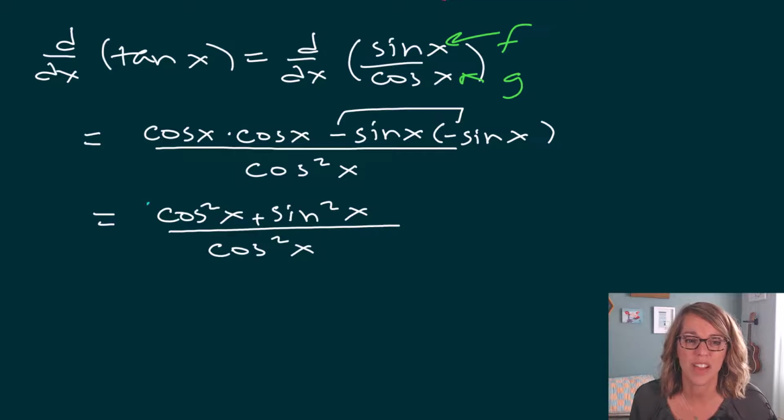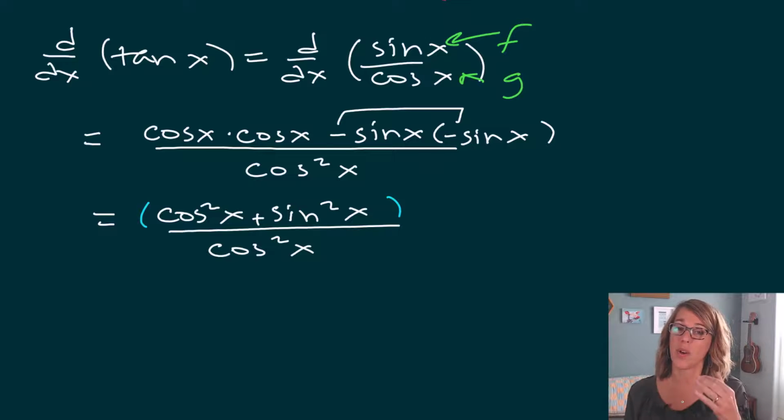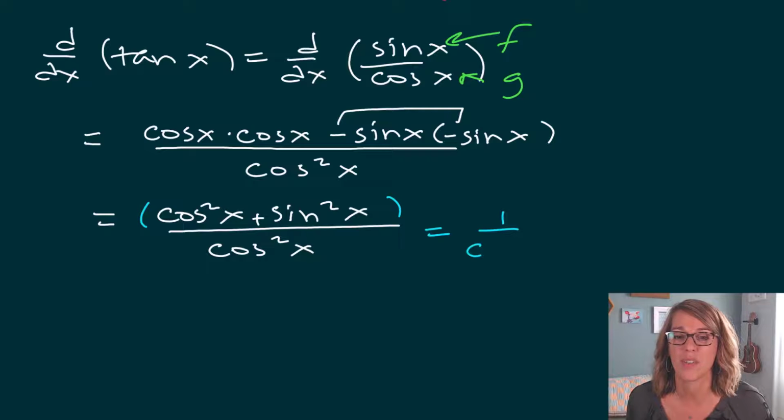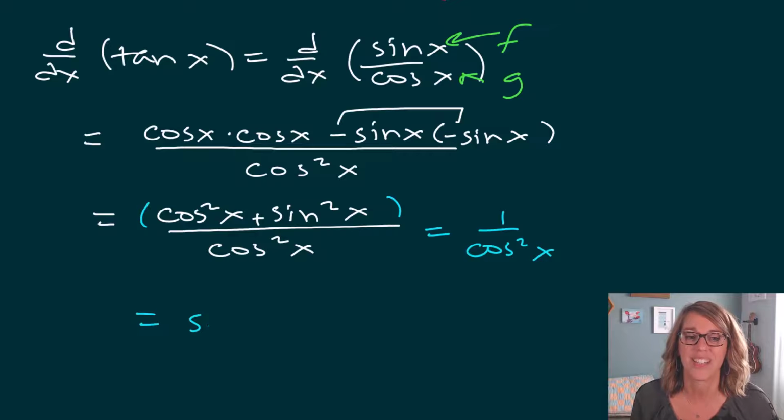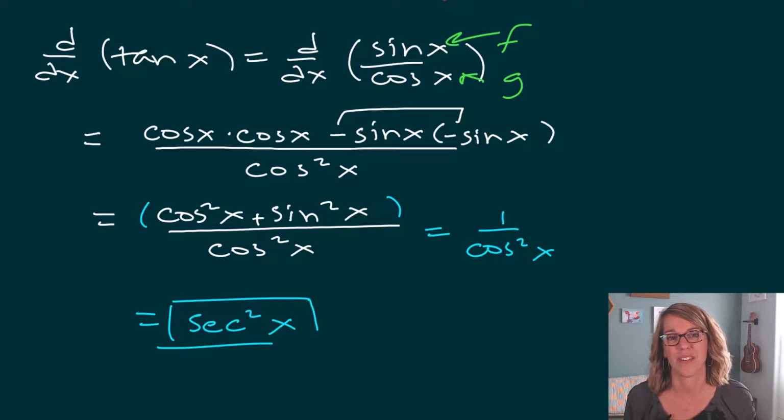Now this numerator, cosine squared plus sine squared, hopefully you remember that. That's our Pythagorean identity. That's equal to 1. So I get 1 over cosine squared x, and that's where our secant squared x comes from. Secant is the reciprocal of cosine, so that's our answer.